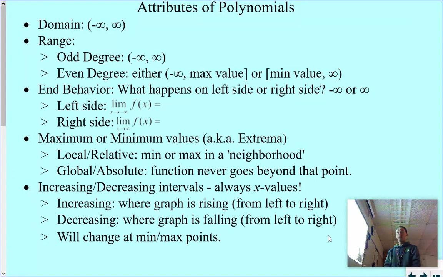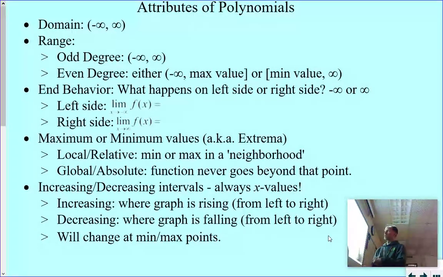If that biggest exponent is odd, 3, 5, 7, 9, whatever, then the range is also going to be all real numbers. But if the degree is even, then it's either going to be negative infinity to a maximum value, or a minimum value all the way up to positive infinity. And we'll see a couple of examples like that in just a minute.